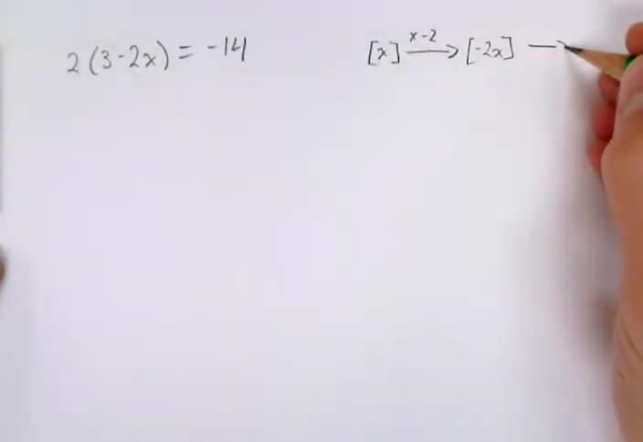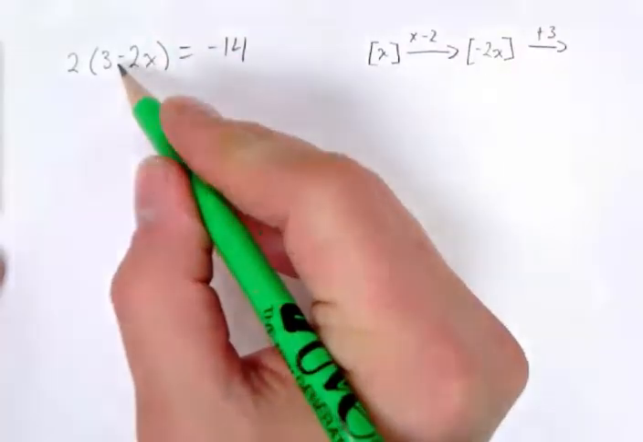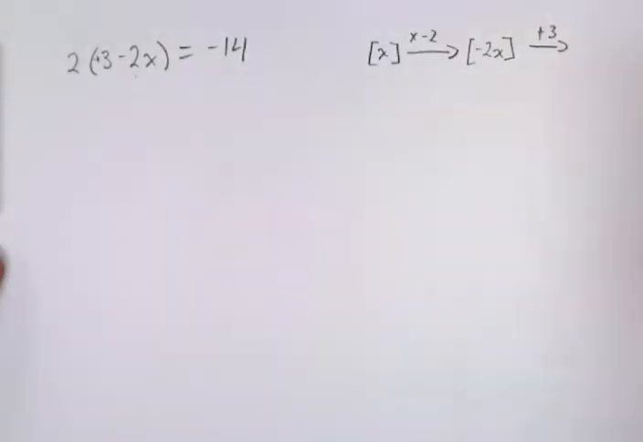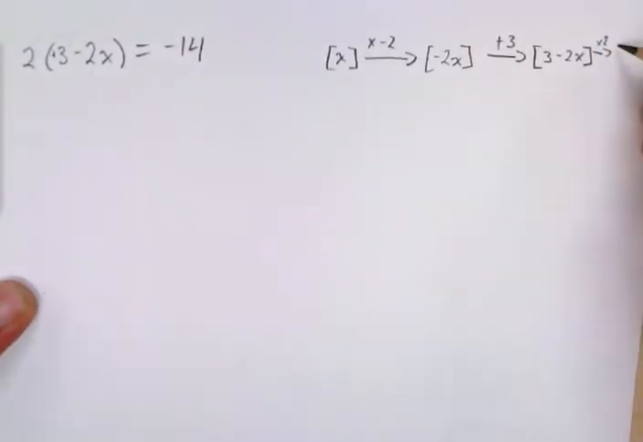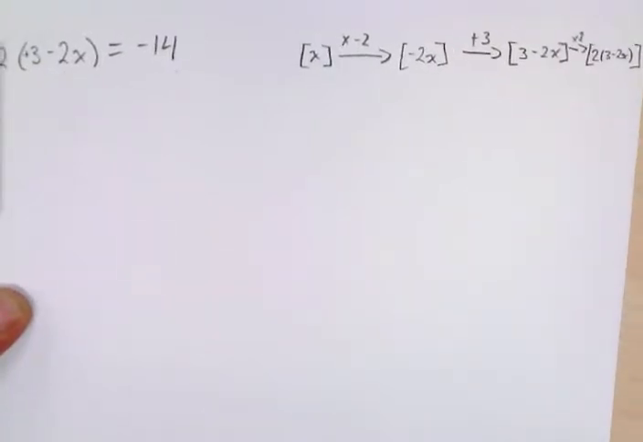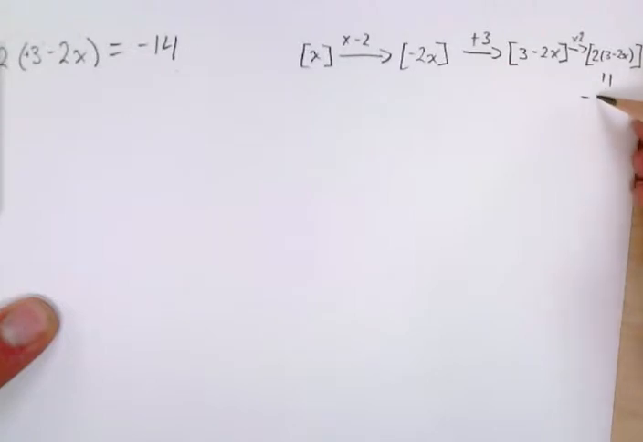Now, the next step is we're going to plus 3, because right here, technically, this 3 is a positive. So we end up with 3 minus negative 2x, 3 minus 2x. Now the last step is we want to multiply all of this by 2. So I'm going to get 2 multiplied by 3 minus 2x. Okay, that's right there. Now this is all equal to negative 14.